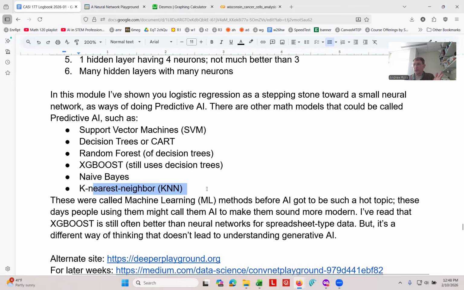These were all called machine learning methods before AI broke into the public consciousness so much. These days, people using them might call them AI to make them sound more modern. I've read that XGBoost itself is still often better than neural networks for spreadsheet type data. But XGBoost and a bunch of these others are a different way of thinking that doesn't lead toward understanding generative AI. So I'm not planning on us spending a lot of time with them.